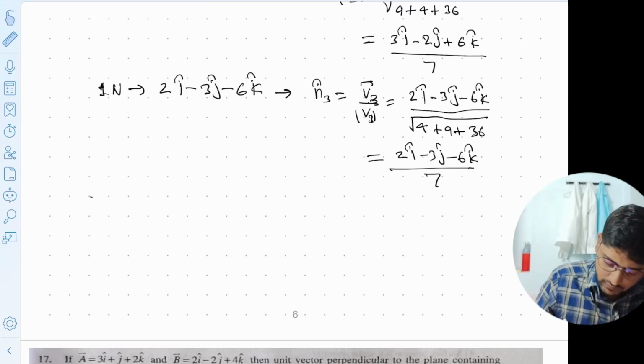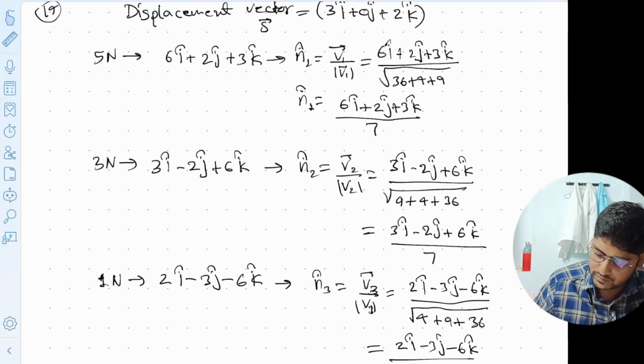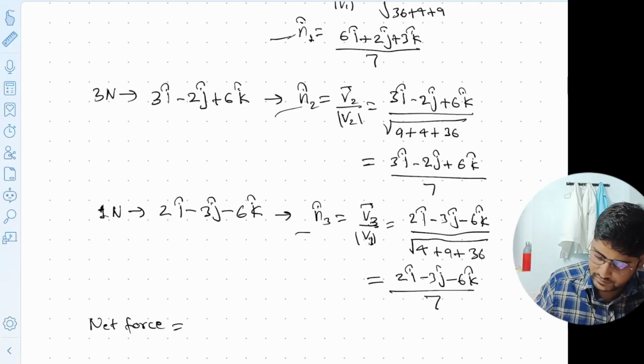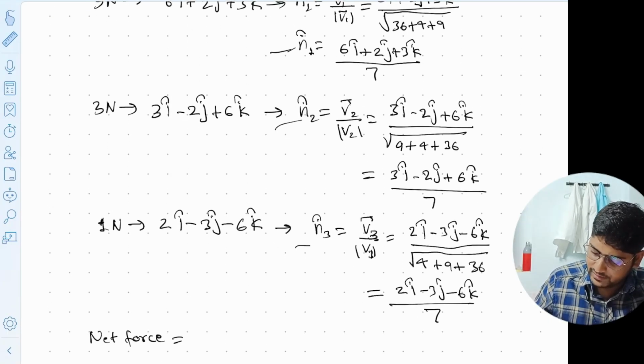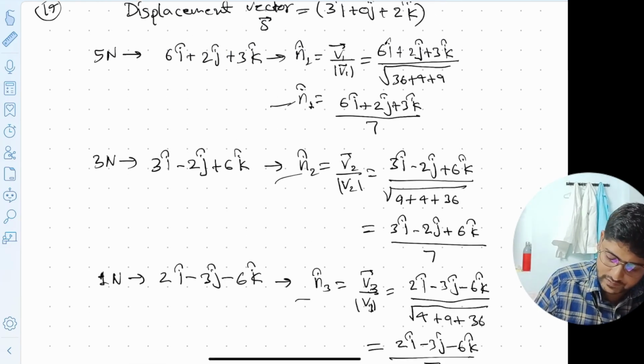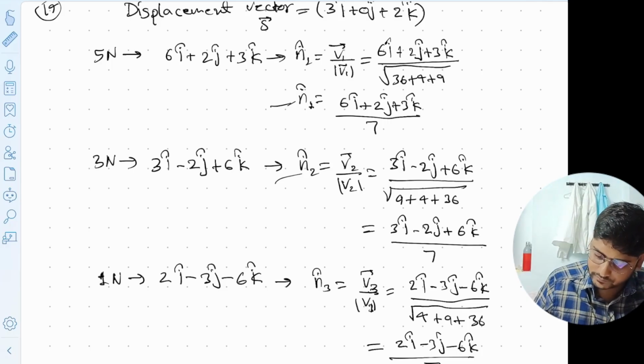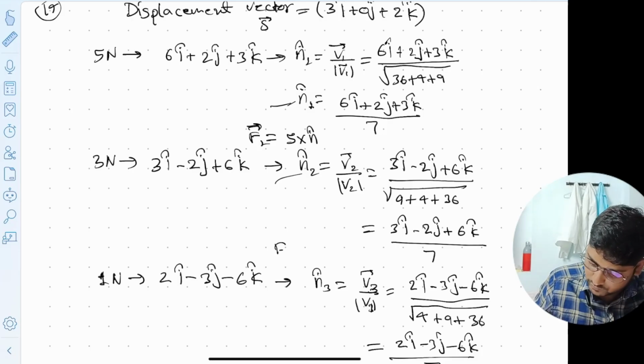So now what will we do? Our net force equals the sum of all the forces. Then you do n1 plus n2 plus n3. First we calculate the magnitude. Multiply them with their magnitude also. So force 1 will be 5 into n1 cap. Force 2 will be 3 into n2 cap, and force 3 will be 1 into n3 cap.